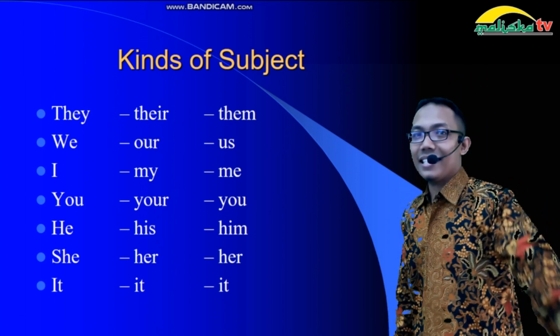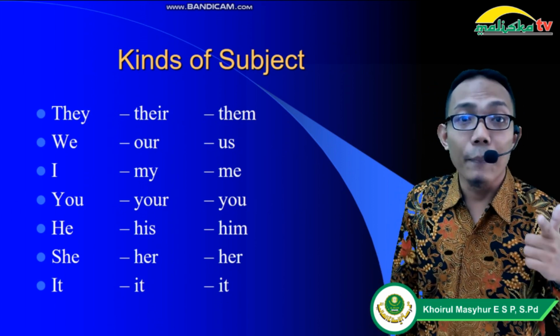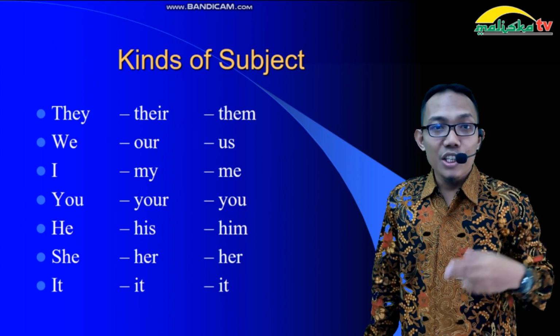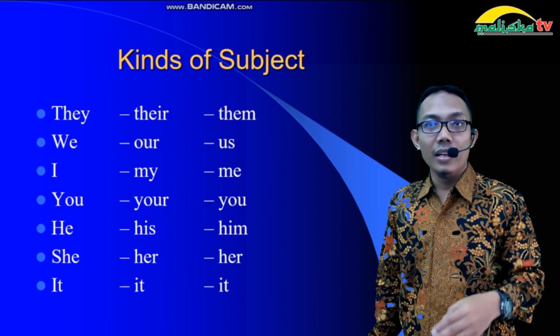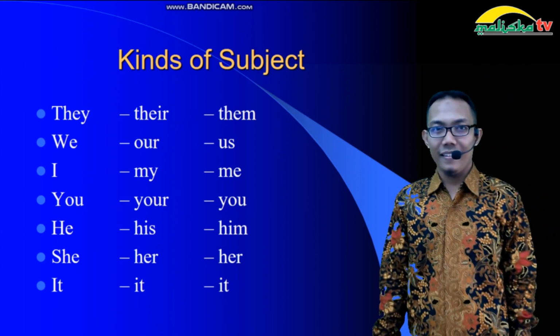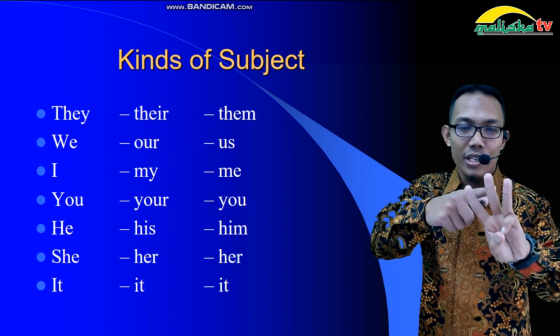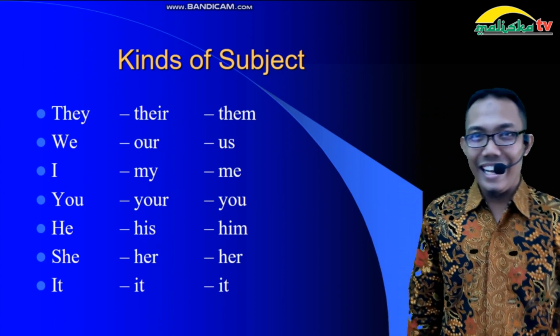Okay? Yes. And then in object position, they will be them. We will be us. I will be me. You will be you. He will be him. She will be her. And it will be it. Okay. There is 3 position. Subject, possessive, and then object. Okay, thank you. Next.